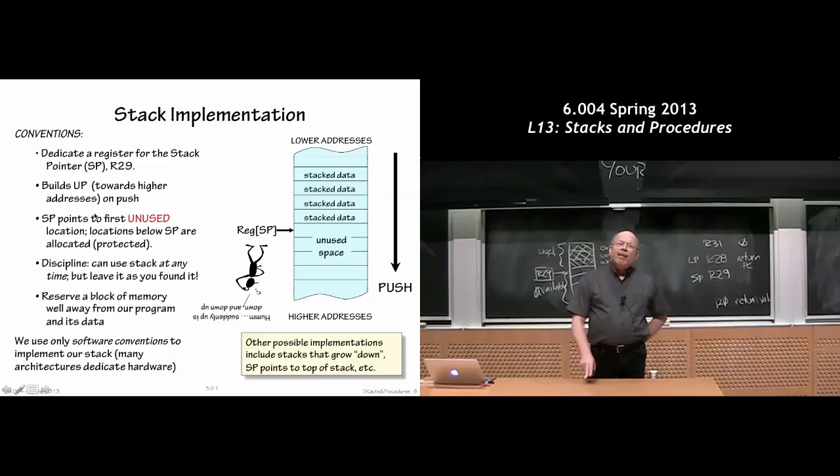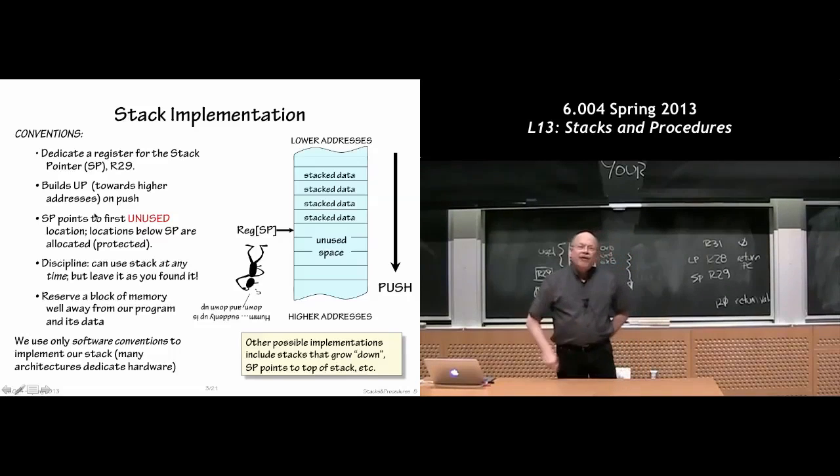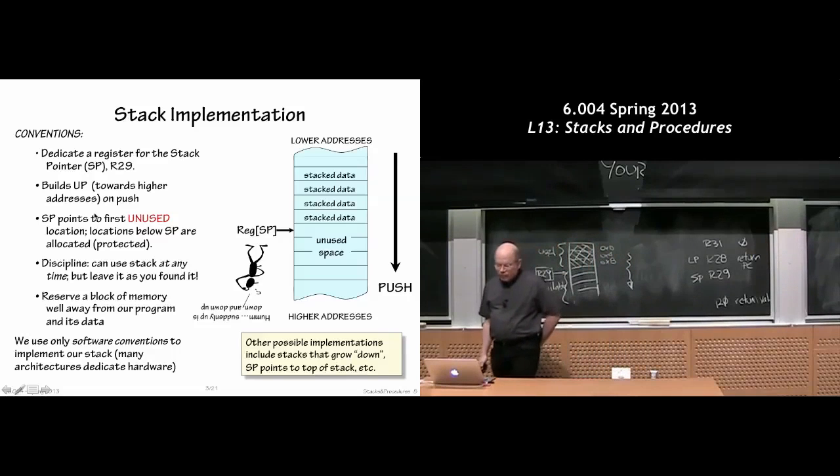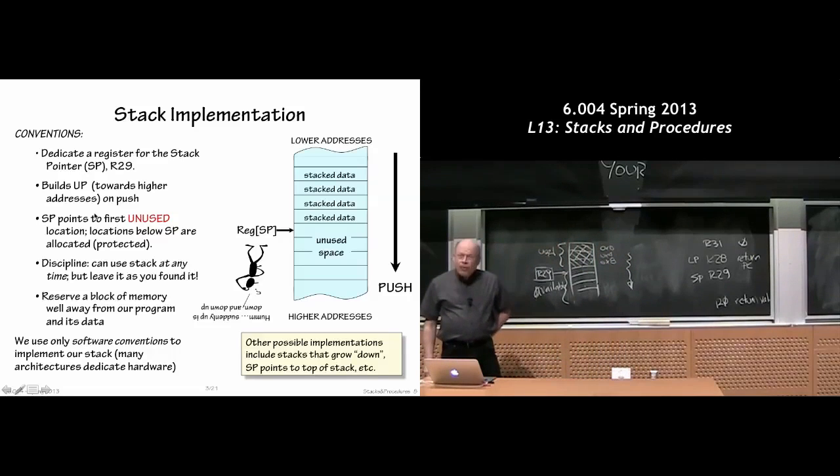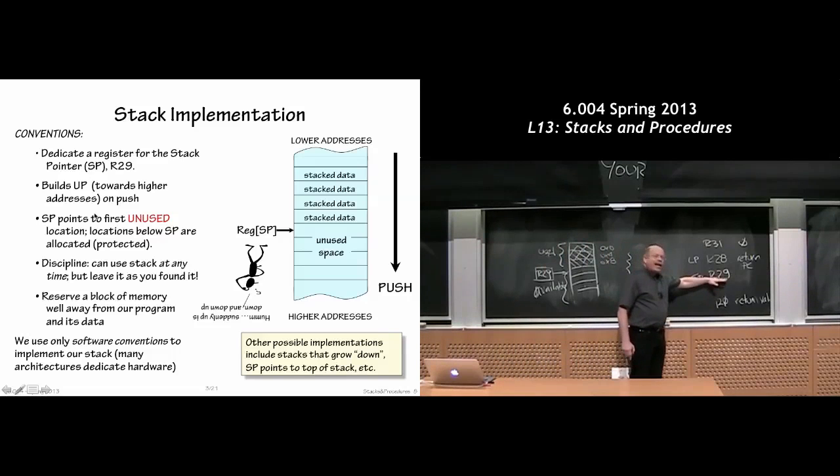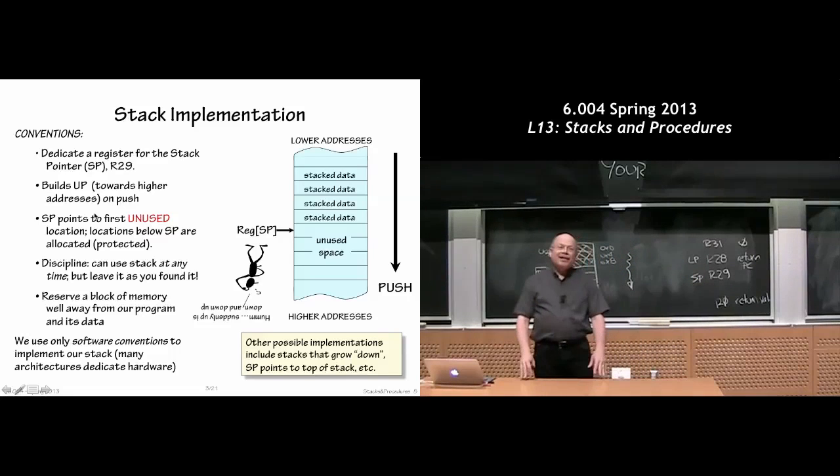And later on we'll talk about memory layouts. So there are some issues there, but for now let's just assume that we've arranged for plenty of room to do the activation records we want to store. Okay. So we're going to use software conventions. Notice the only thing we've really done is to allocate one of our registers to be the stack pointer. But that just means we're going to use that. There's nothing special about the hardware. R29 is just like R27 and R28.